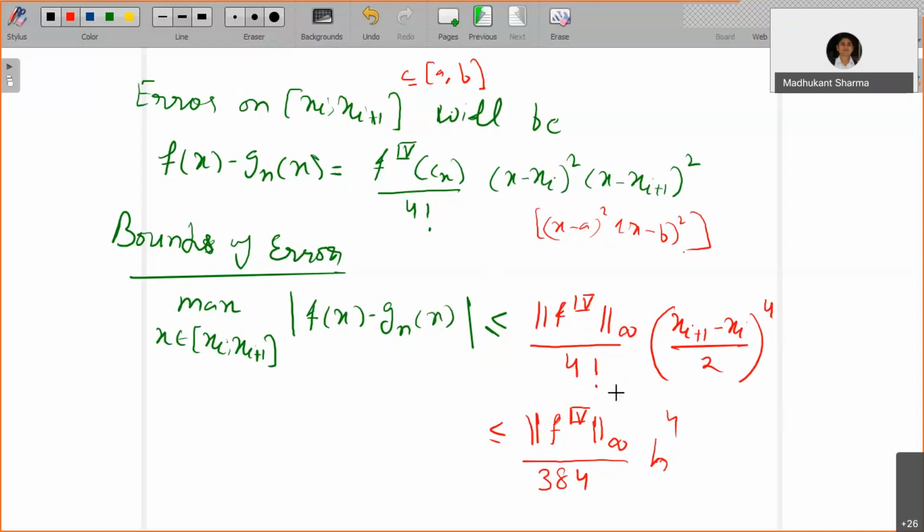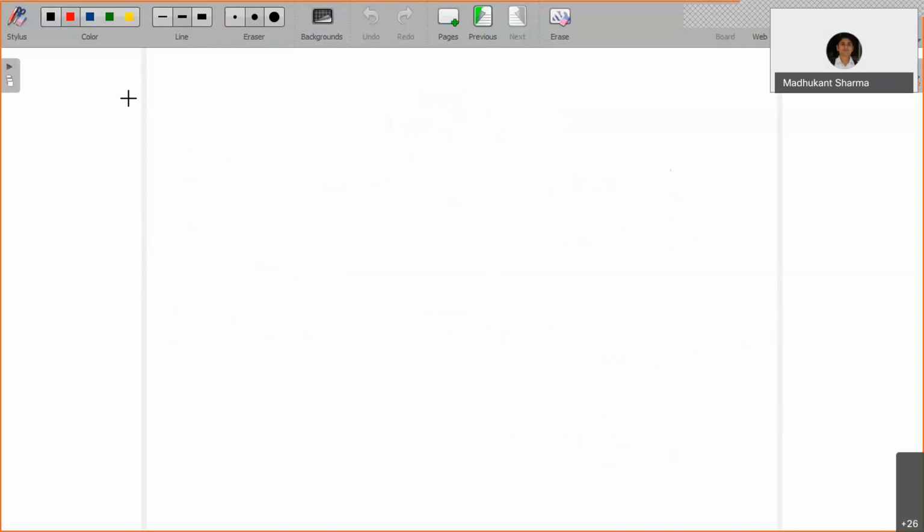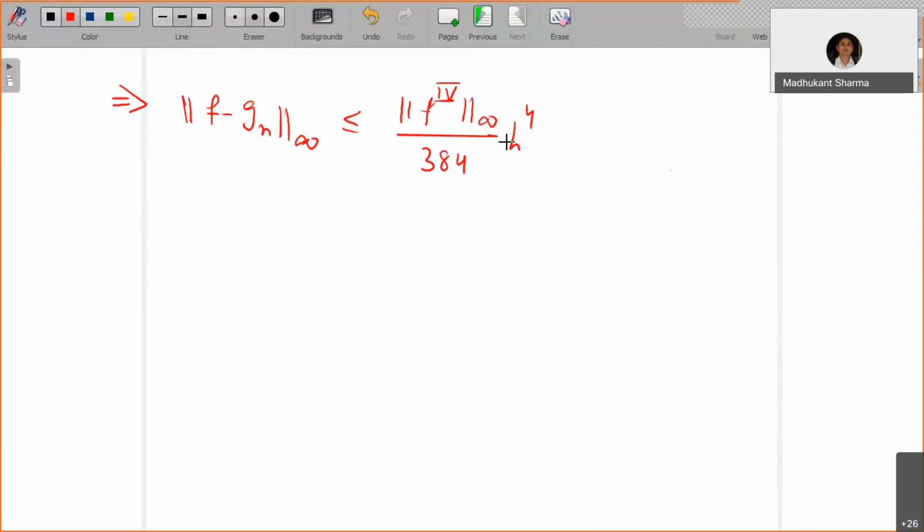Now see, the right side is completely independent of i, so this is true for each i. So you can take the maximum over i, and then you will get the global error. You can say this is a localized error, and now you can make it global. Further taking the maximum over i, what you get is the infinity norm of f minus g_n is less than or equal to the infinity norm of the fourth derivative divided by 384 times h to the power 4. And since h equals (b minus a) by n, this tends to 0 as n tends to infinity. So convergence is guaranteed, and it is again much faster than the linear and quadratic piecewise interpolation.